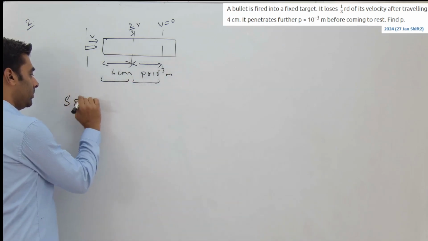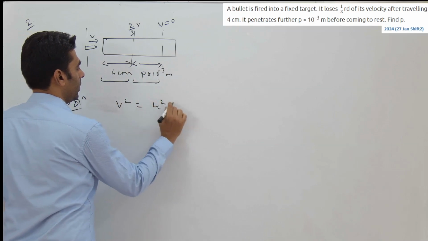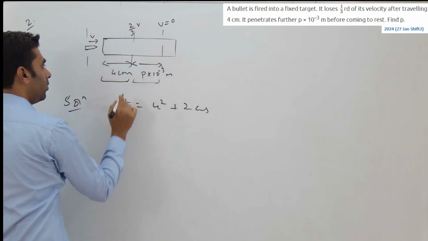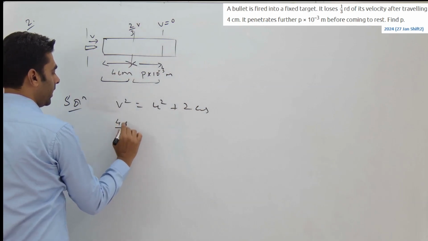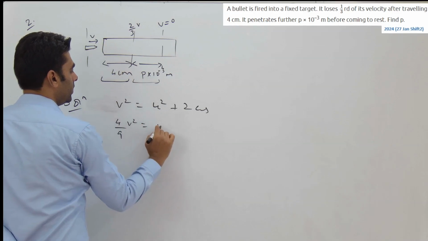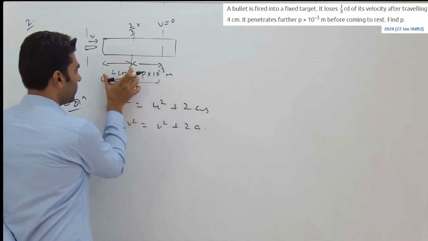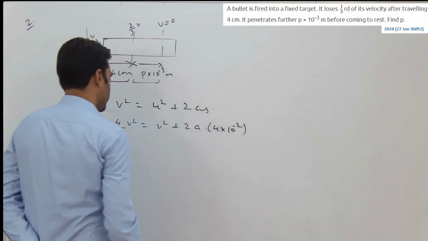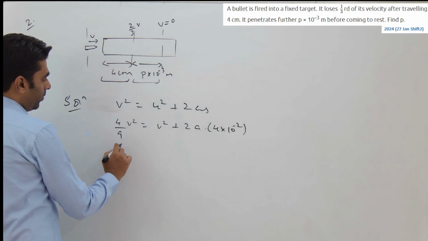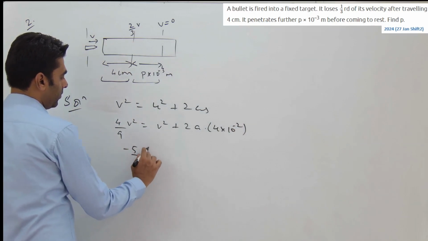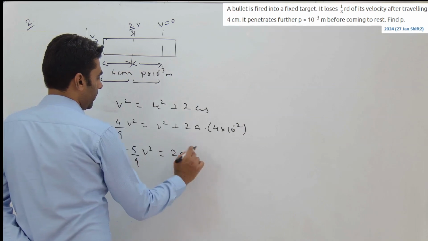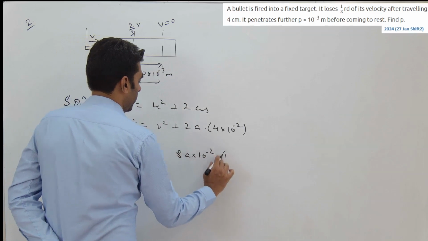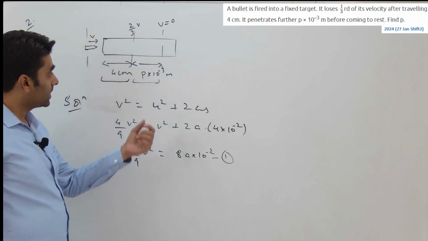Third equation of motion: v square is equal to u square plus 2as. Over here the velocity becomes 2 by 3 v. So 4 by 9 v square is equal to v square plus 2a into displacement. The displacement is 4 centimeter, which I am writing as 4 into 10 power minus 2. If we solve it, we get minus 5 by 9 v square is equal to 2a into 4 into 10 power minus 2, which I can write as 8a into 10 power minus 2. Equation number 1.